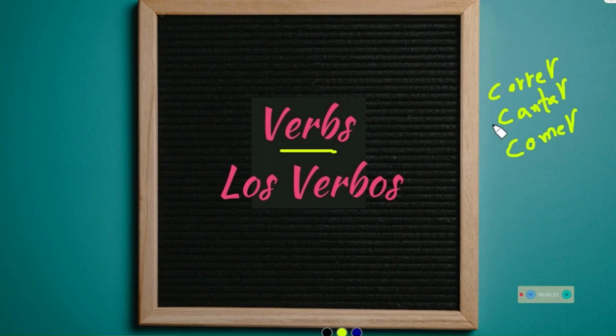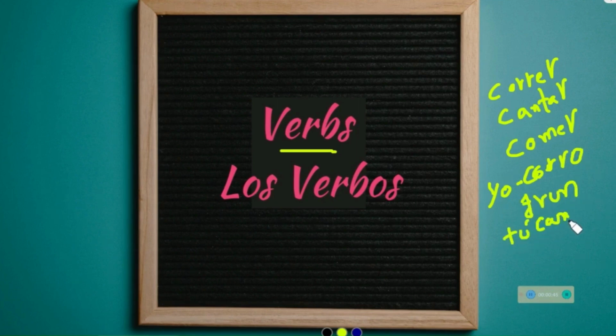Verbs can have different forms depending on the person performing the action and the tense in which it occurs. It's crucial to learn verb conjugations to construct sentences correctly. For example, yo corro. Yo corro means I run. Tú cantas. Tú cantas means you sing. And él come means he eats.